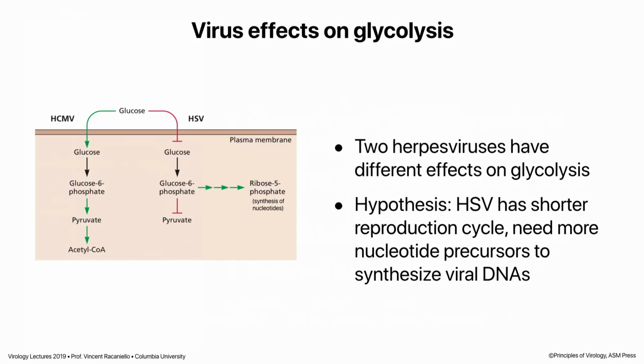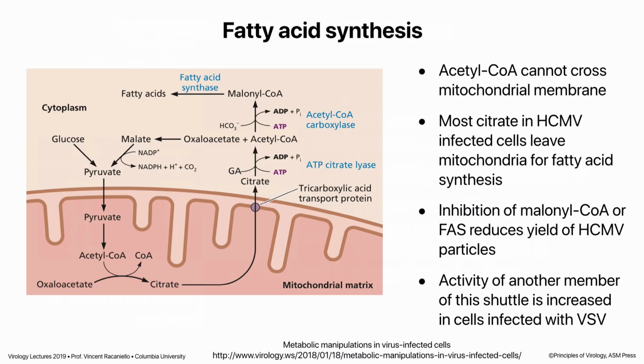Why? Well, we think the reproduction cycle of herpes is short, so it needs a lot of nucleotide precursors to make its DNA, whereas cytomegalovirus is much slower, but it needs lots of lipid to make membranes, and hence going to acetyl-CoA. So that's an example of how viruses can manipulate these metabolic pathways depending on what they need. Fatty acid synthesis is another point of manipulation.